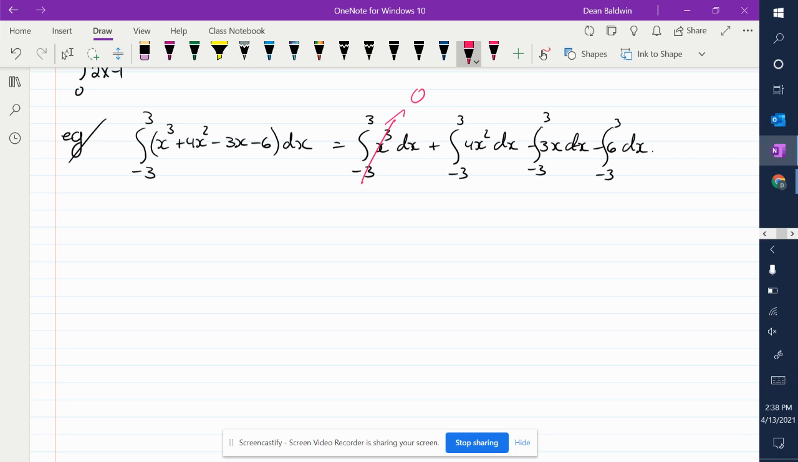Is 3x odd? What type of graph is that? It's a line, right? Is that an odd function? Basically, when you're talking about polynomials and you break them up like this, just look at the exponent. Okay? So this is odd, so this is 0. Okay?